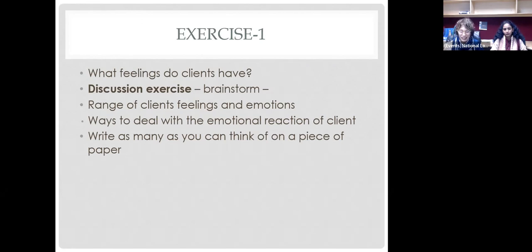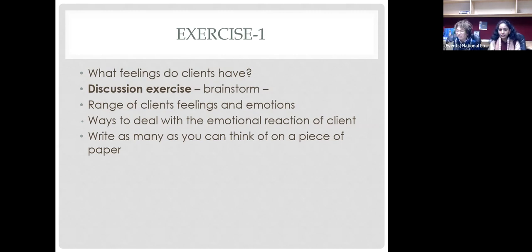Let's think about that. Let's have a discussion and brainstorm. Let's think of different situations we know, maybe where friends or relatives that we know have had to see an attorney. I'm not asking for any confidential information, but I'm asking what are some of the feelings and emotions that a client could have? What are some of those emotions?